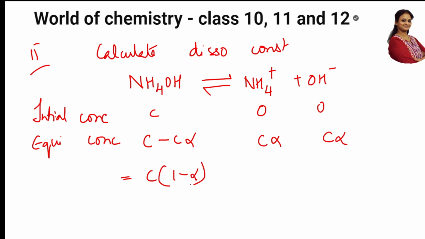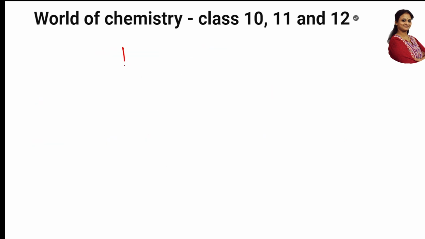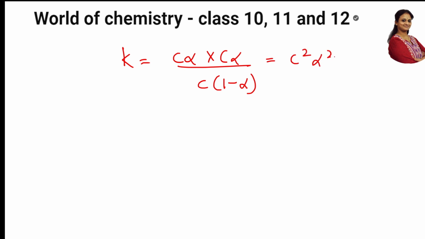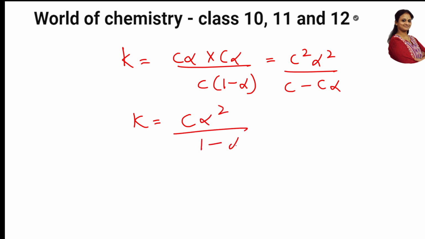Right. Now write the K formula. The formula is C alpha into C alpha by C into 1 minus alpha. When I write this, it becomes C square alpha square by C into 1 minus alpha. When I simplify, cancelling everything, you get the formula K equals C alpha square by 1 minus alpha. Substitute the values given.